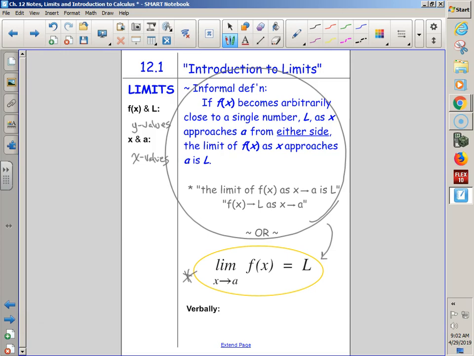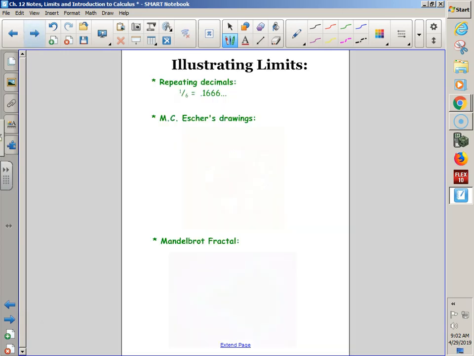However, there's one idea that we haven't really touched on too much, and it's the idea of either side. We'll talk about that one more in just a second. You do not need to write these things down unless you really want to.